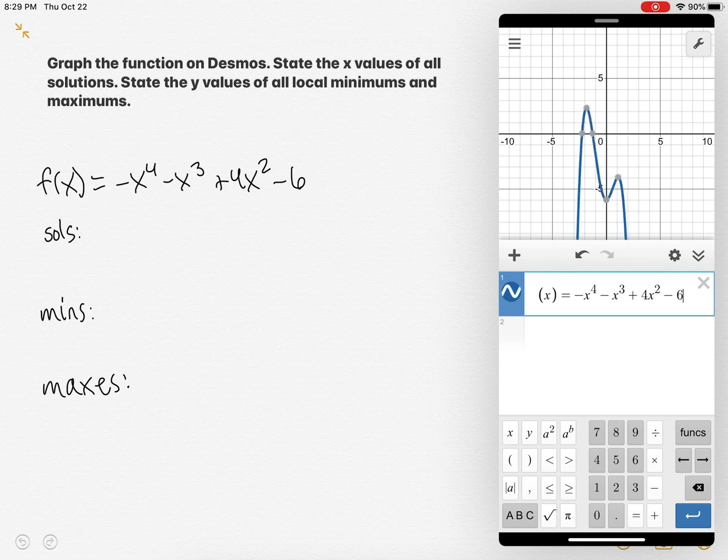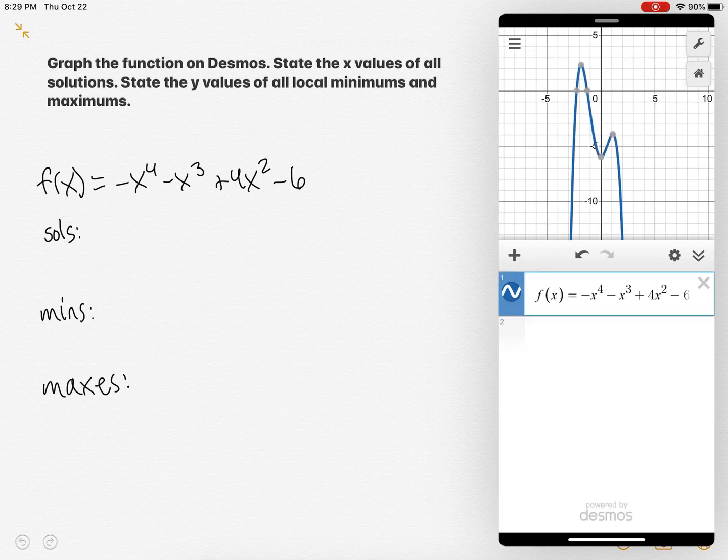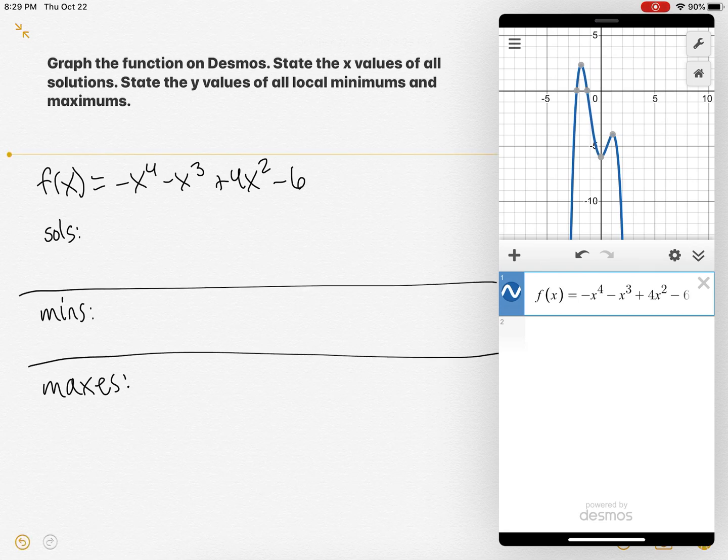And we get this lopsided M actually, or I almost think it looks kind of like the Arby's logo, the Arby's hat, without the bottom of the hat. You can think of it however you want to. We are going to do the same thing we did before: find our solutions, find our mins, find our maxes.